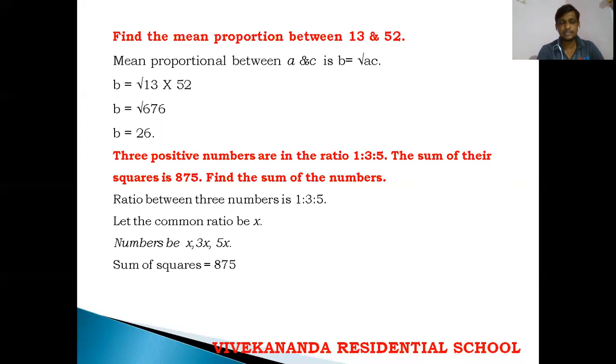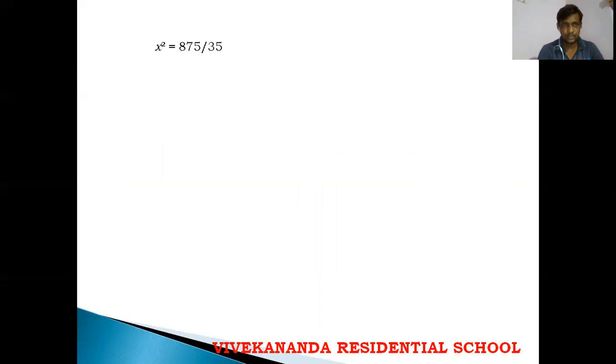Now sum of the squares is 875. That is x square plus 3x whole square plus 5x whole square is equal to 875. Then after simplification, I'll get 35x square is equal to 875. Then x square is equal to 875 by 35. x square is equal to 25. Now x is equal to square root of 25, x is equal to 5. Therefore, required sum is x plus 3x plus 5x is equal to 9x. That is 9 into 5 is 45.